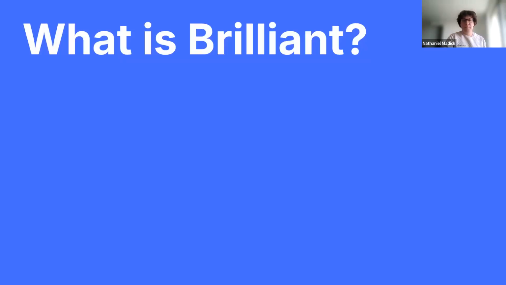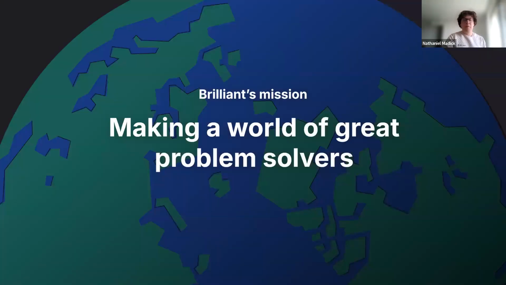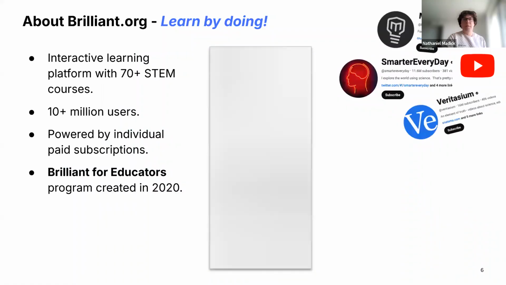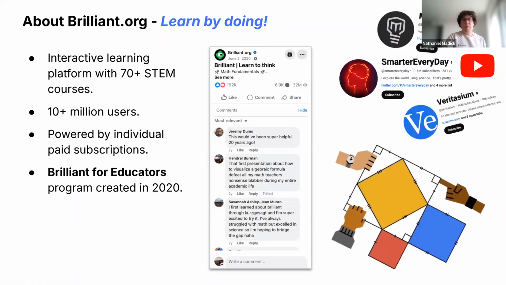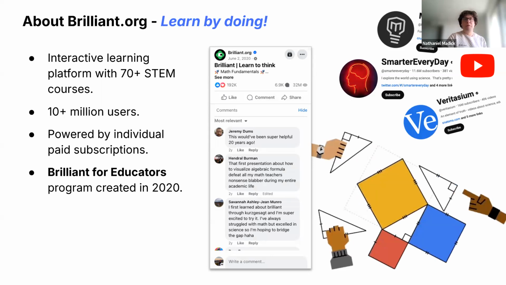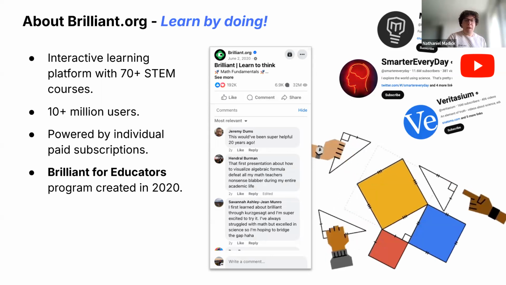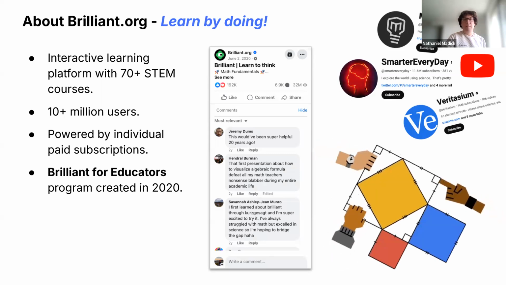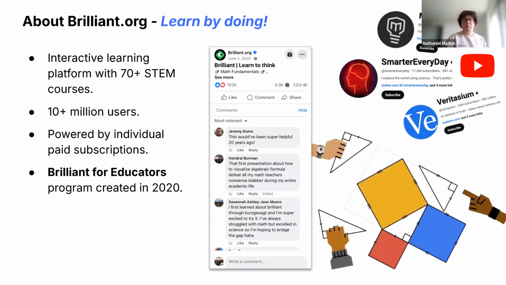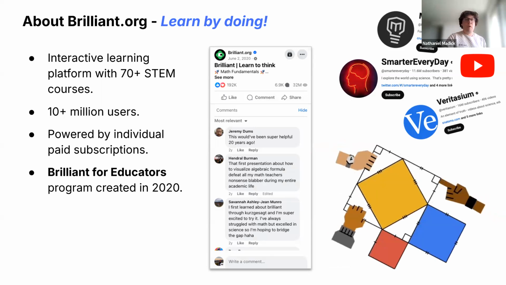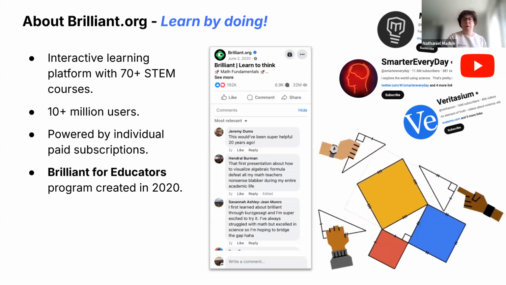So what is Brilliant? Brilliant's goal is to make a world of great problem solvers. We are mostly an app or a website used by millions of users. We have over 70 STEM courses. It is a paid product for individual learners. Many adult learners use Brilliant. I work for the Brilliant for Educators program, which is why you're here today.